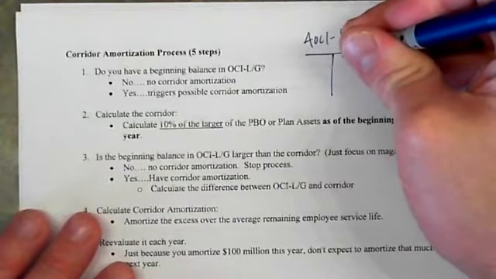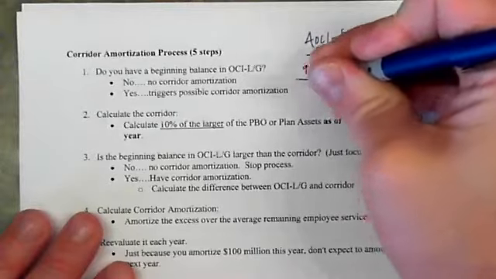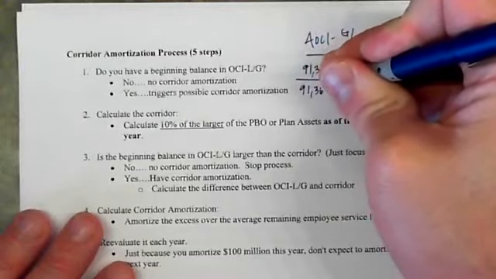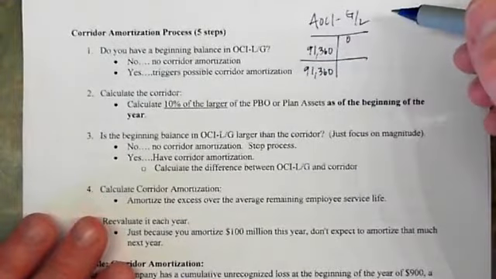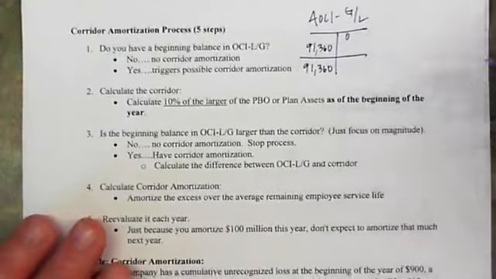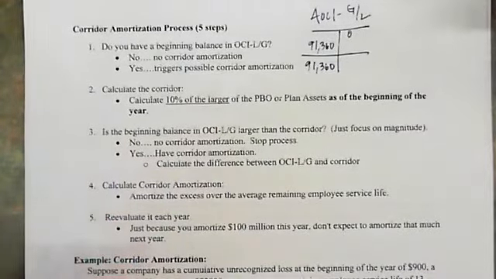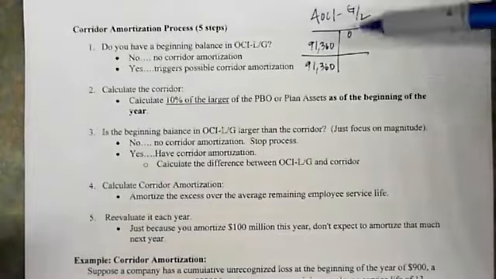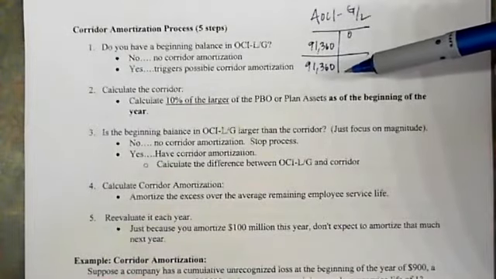And then we had a loss of 91,360, which created a balance at the end of the second year. Now that means that going forward, we would have to be cognizant of whether or not we had enough of a balance to warrant corridor amortizations. Because remember, as long as this is not too big, we don't have to worry about it.